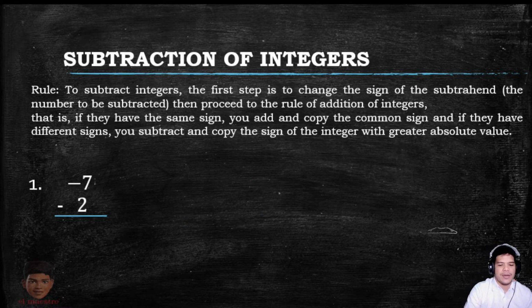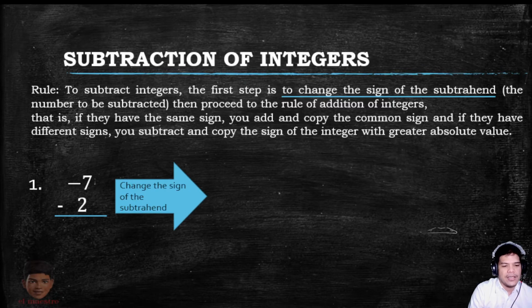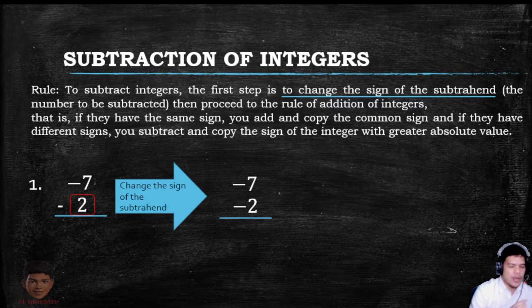So, let's answer this one. According to the definition, we have to change the sign of the subtrahend. So, yun yung first step na gagawin natin. Okay? So, change the sign of the subtrahend. Alam natin that the subtrahend is the number 2. Okay? From, anong sign yan? Okay? From positive 2, gagawin nating negative 2. Okay? So, na-change na natin. Yun yung first step. You have just simply change the sign of the subtrahend.